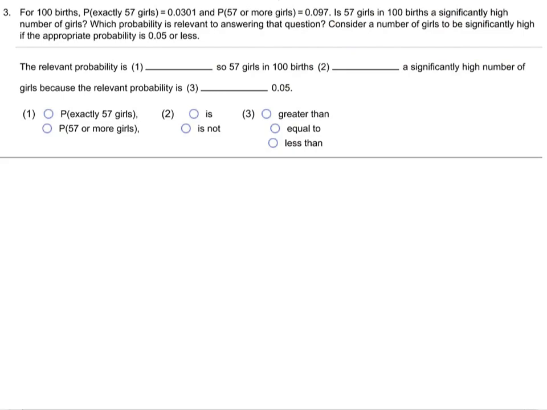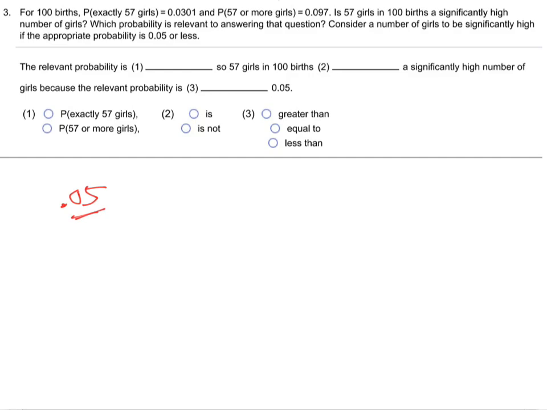On we go. Number 3. For 100 births, the probability of exactly 57 girls is 0.0301. The probability of 57 or more girls is pretty low. Is 57 girls in 100 births a significantly high number of girls? Which probability is relevant to answering that question? What do they mean when they say something is significantly high or significantly low?